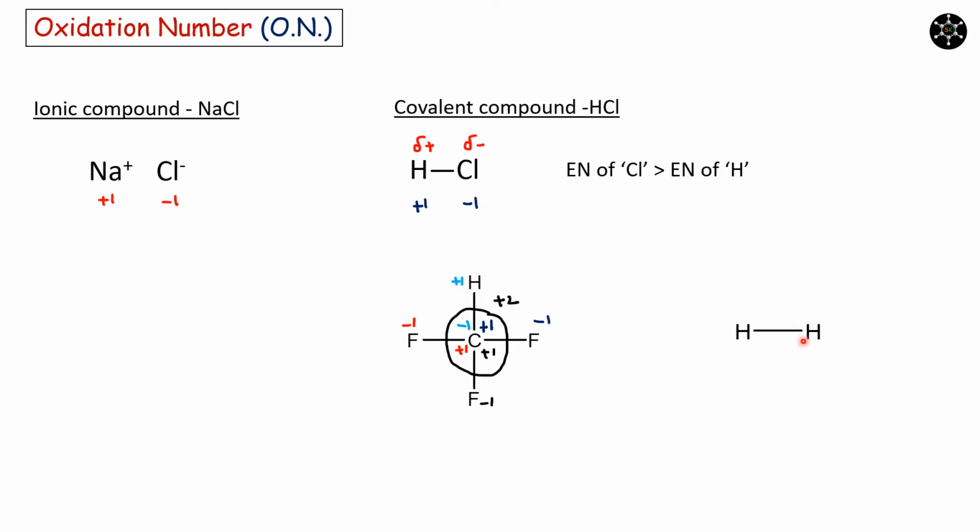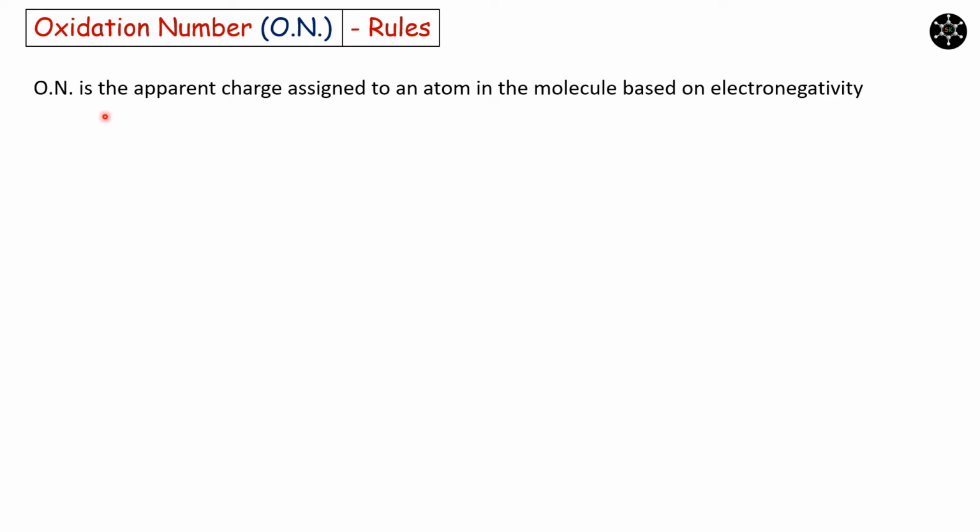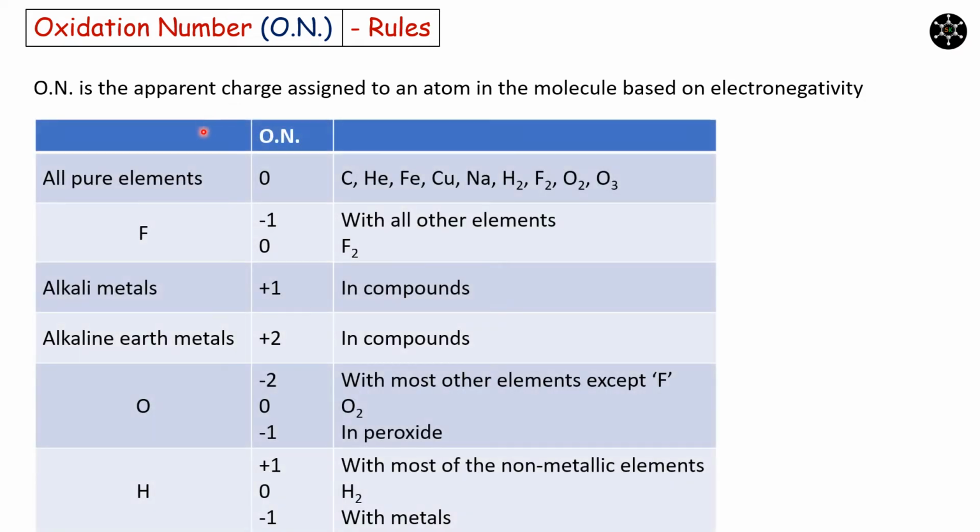Let us come to the hydrogen molecule. There is no electronegativity difference between these two atoms because both of them are the same. So there is no shift of electrons between them. So the oxidation number assigned for both the atoms in this molecule is 0. So we can define the oxidation number as the apparent charge assigned to an atom in the molecule based on electronegativity. Let us list out the oxidation numbers of few elements.